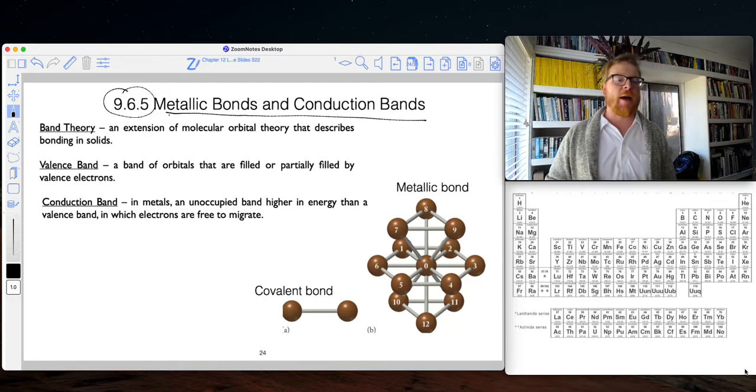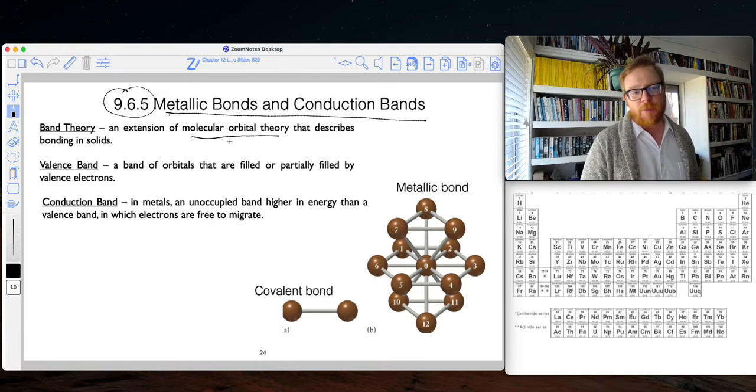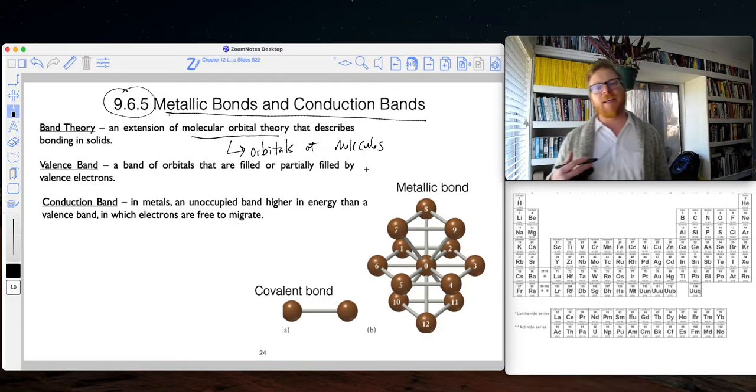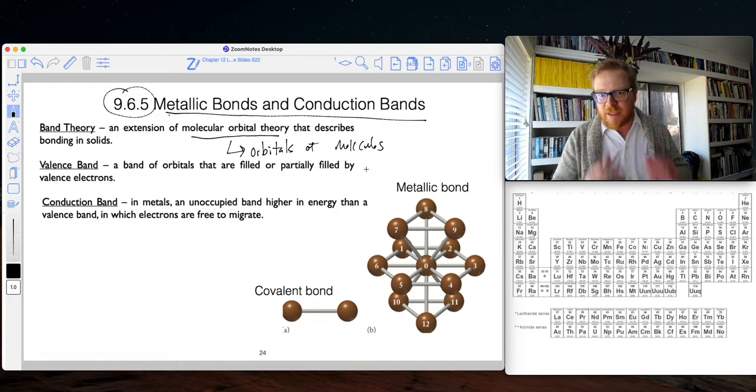So first, before we talk about what a semiconductor is, let's talk about band theory. So band theory is an extension of molecular orbital theory that describes bonding in solids. And so if you don't remember what molecular orbital theory is, this is just an extension of atomic orbitals to give us the orbitals of molecules. Okay, and I mentioned sp3, sp2 hybridizations, right? That's what we get from our molecular orbital theory. All of these hybrid orbitals.